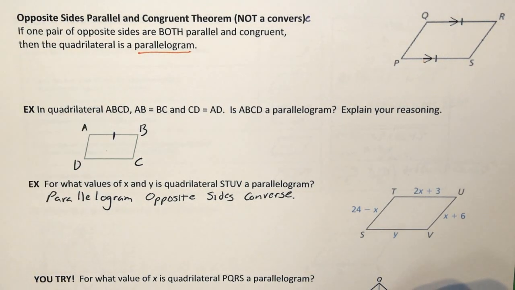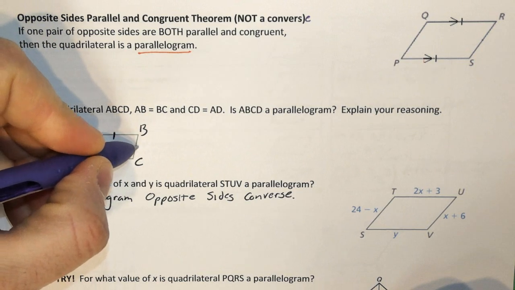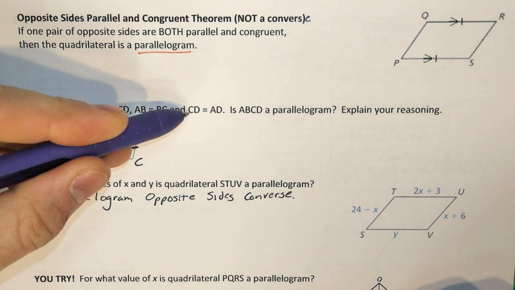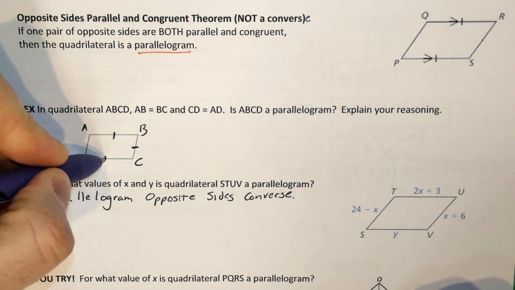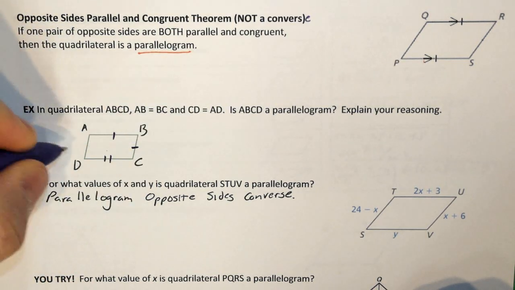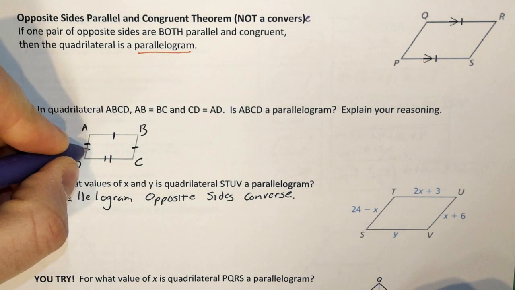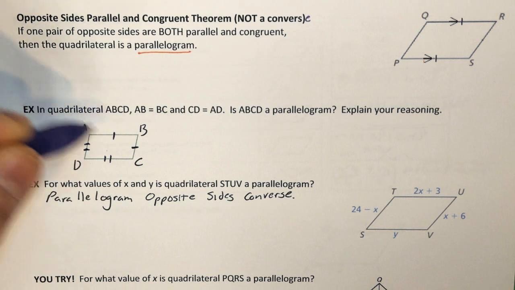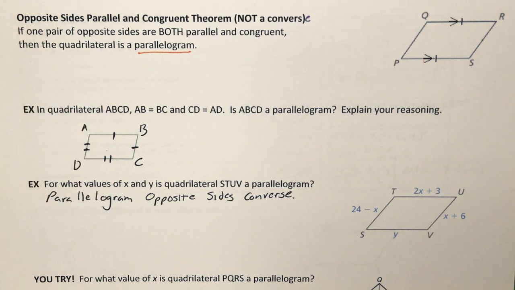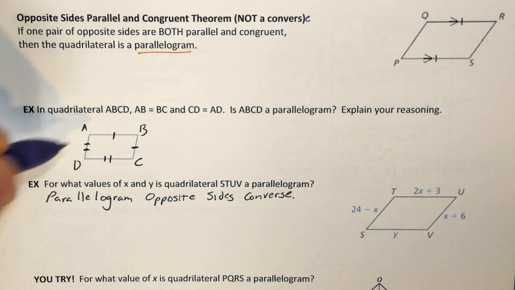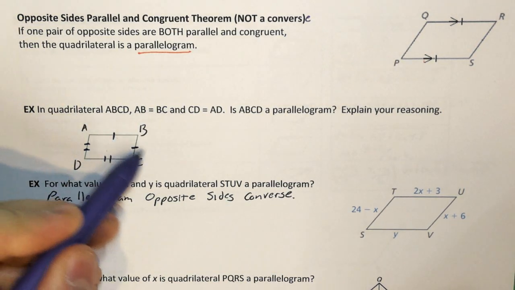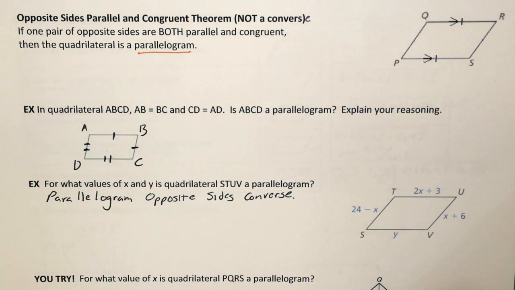I'm going to mark it with a single tick mark. And then BC is the other one that is going to have the equivalent length, and that one also gets a single tick mark. CD is going to be another set. It gets the double. And then AD gets the double as well. Now I want you to notice that there are 2 sets of congruent sides, but what I'm really looking at is 2 sets of congruent sides that are not opposite. These 2 sides are adjacent, and these 2 sides are adjacent.